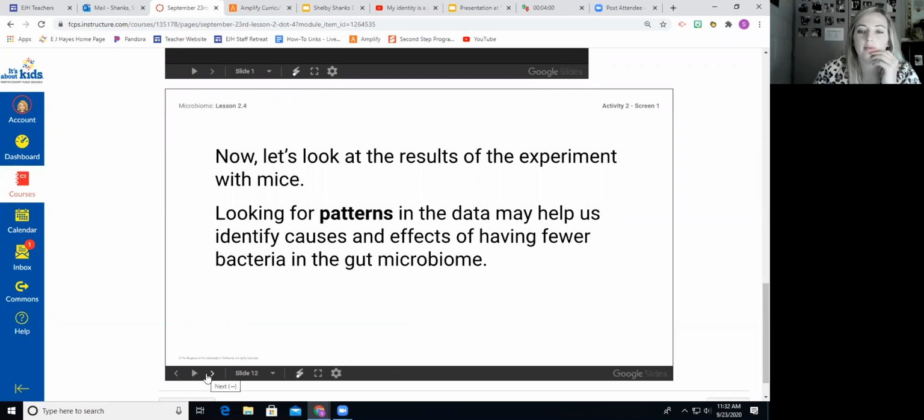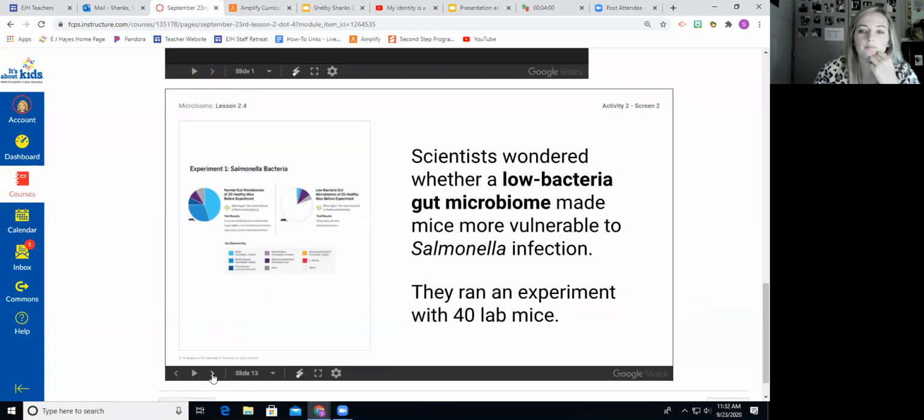Okay, so we're going to look for some patterns in the data that may help us identify causes and effects of having fewer bacteria in the gut microbiome. Scientists wondered whether a low bacteria gut microbiome, so one that has a lot of space, made mice more vulnerable to what's called a salmonella infection.